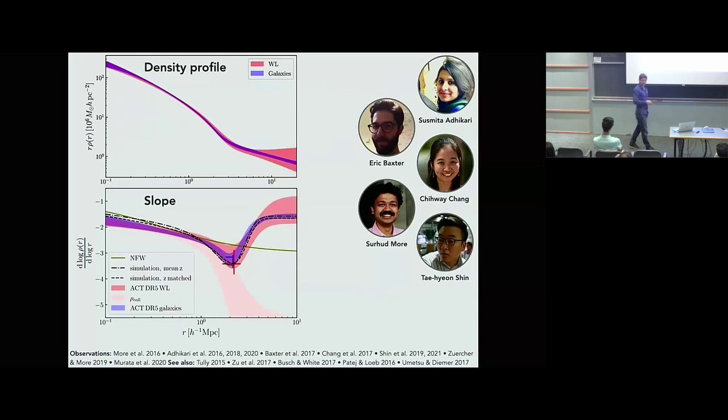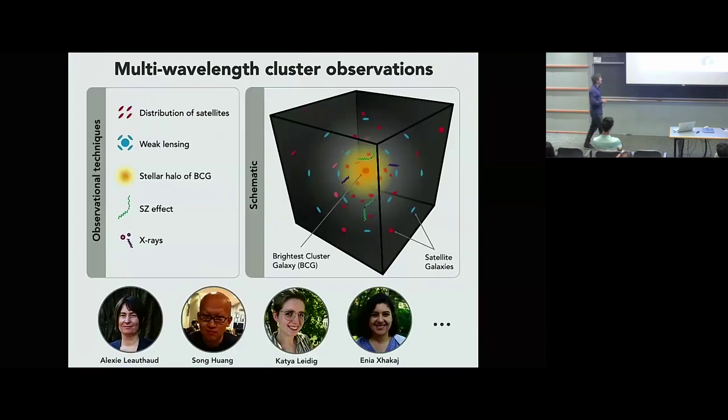And this is something that I'm doing with Alexie Leauthaud, Song Huang, and a number of other people, more than could have fit on this slide. And so we want to combine these different techniques minus X-rays. And that's not because we don't like X-rays. It's just because we don't have access to X-ray data, and life is short. You can't do everything at the same time. Right? So now we have an important choice or distinction to make here. As we want to combine different tracers, there are really two fundamentally different ways to do this.